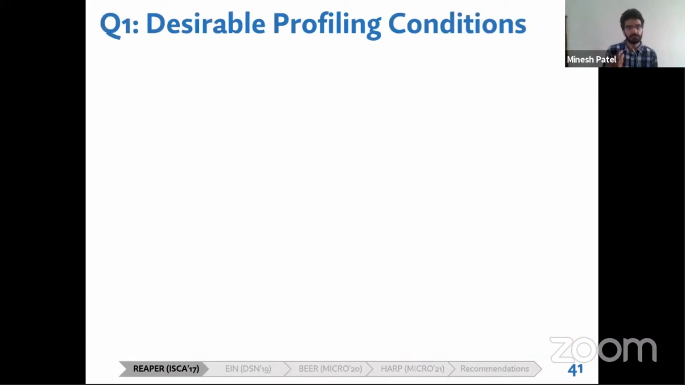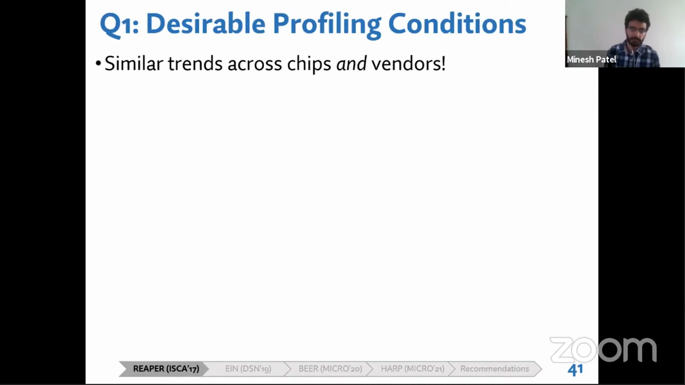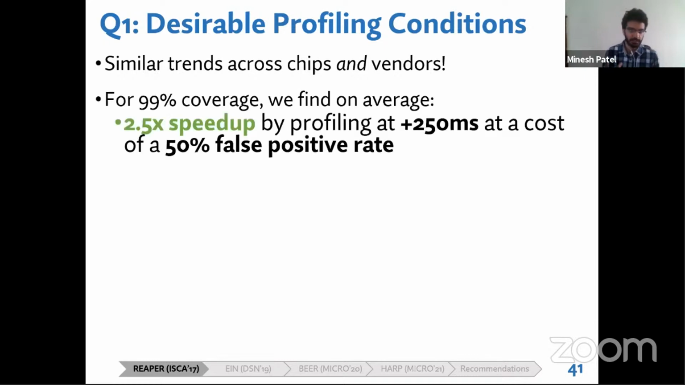So now moving back to the 3 questions we originally asked, the first is, what are desirable profiling conditions? And so we find that there are similar trends across both chips and vendors. And we find that on average, in order to maintain 99% coverage of failures, we can obtain a 2.5x speedup by profiling at 250 milliseconds above the desired operating conditions. And this comes at a cost of a 50% false positive rate.